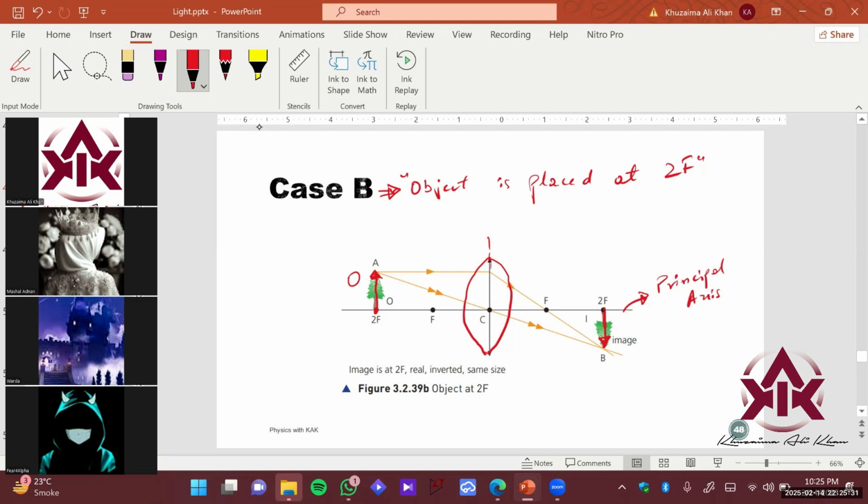So you can see there are some properties here. If you compare the O and I, the image is inverted. Again, if I ask about the properties, let's say Hamza, what are the properties of the image in this case? We should map it out also. Okay, what is the first property? It is real because it is formed on the right hand side of the lens. And what is another property? It is inverted. You can see the object is in this orientation and the image is placed downwards. But the important thing here is that it is the same in size. The height of the image and the height of the object is the same, right?